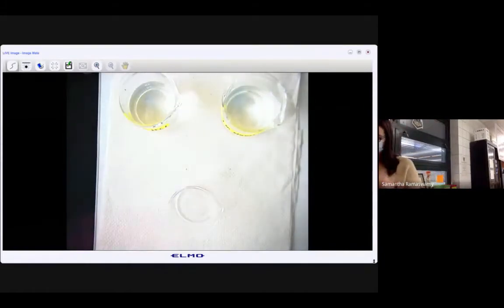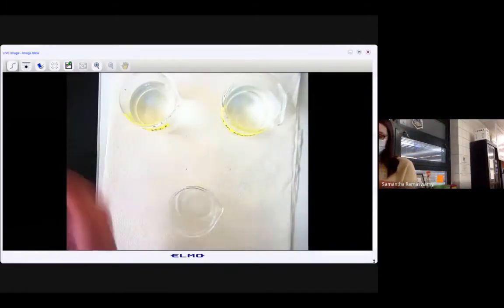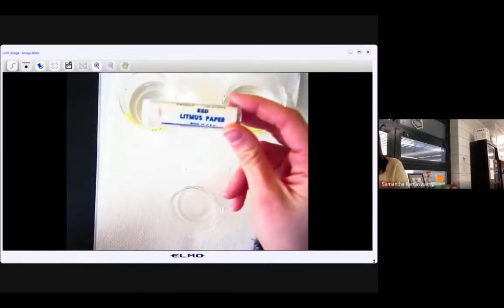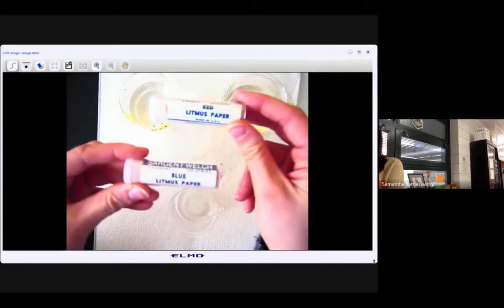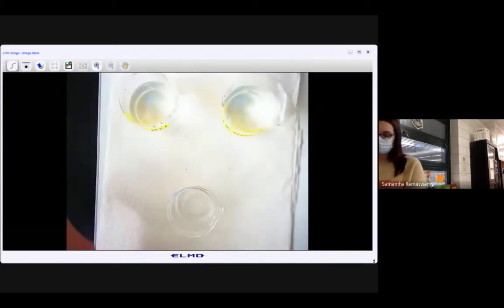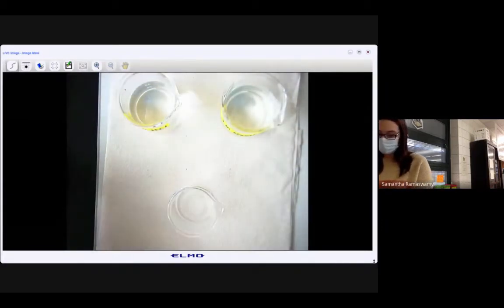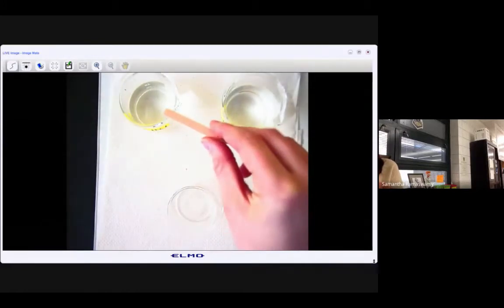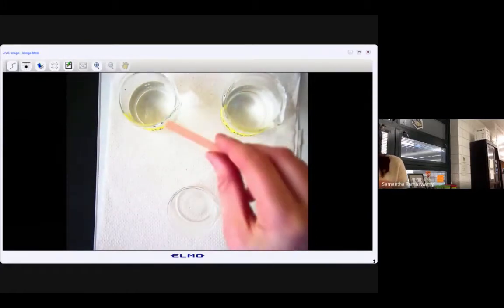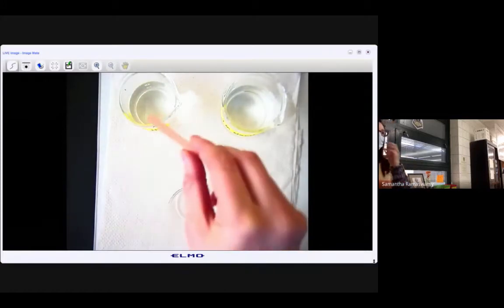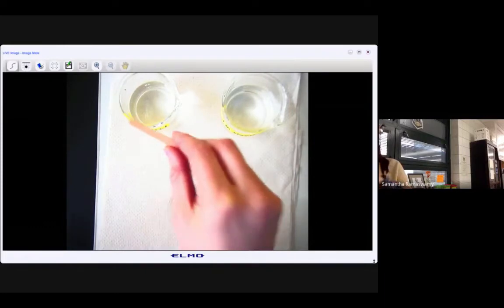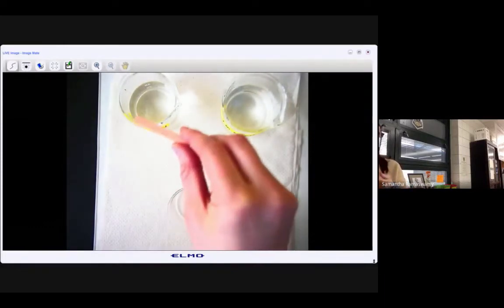So what I want to do is just review litmus paper and pH paper. So I have a vial of red litmus paper. I have a vial of blue litmus paper. So litmus paper is just a piece of paper that either turns red or blue. So this is a piece of red litmus paper. Acids turn litmus paper red. Whether it's blue or red paper, if it turns red or if it stays red, it's an acid.